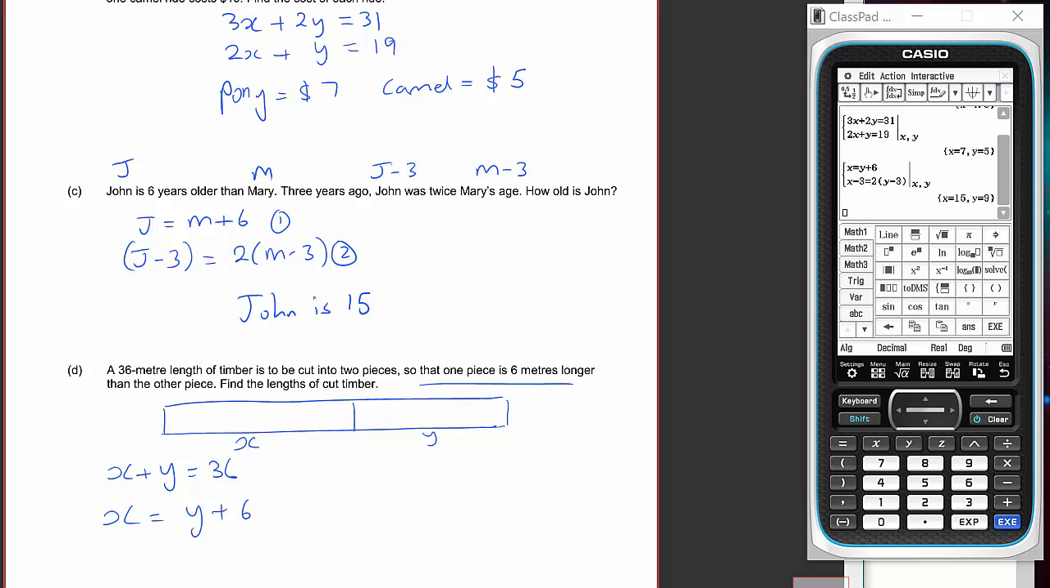Once again, we've got simultaneous equations. So we have x plus y is equal to 36, and x equals y plus 6. Solving that for x and y. So we've got x is equal to 21 meters and y is equal to 15 meters.